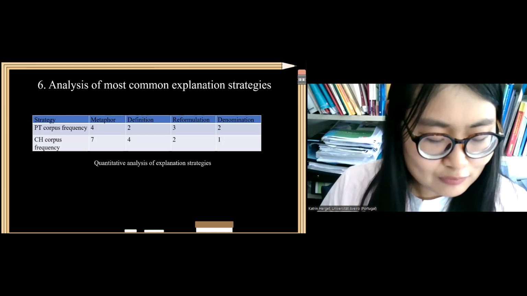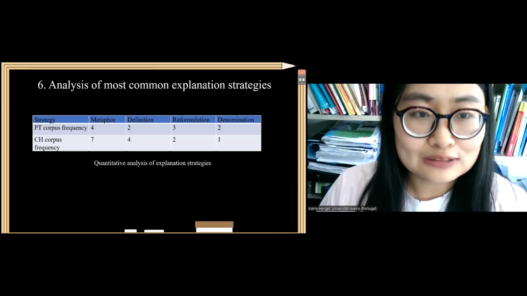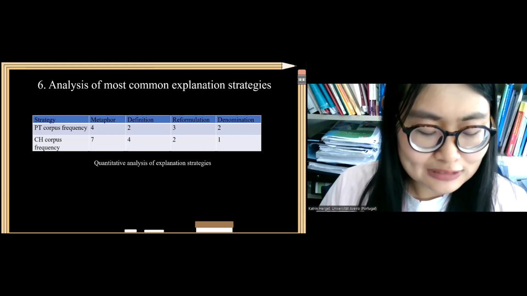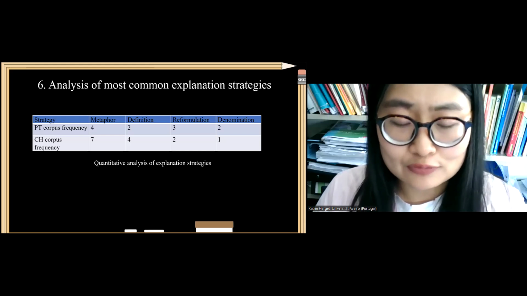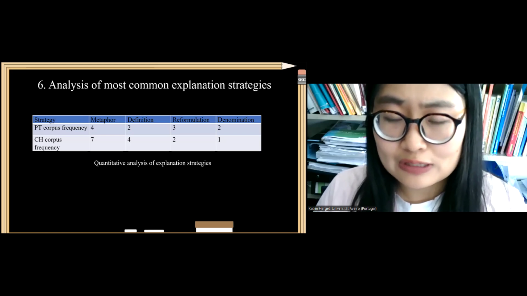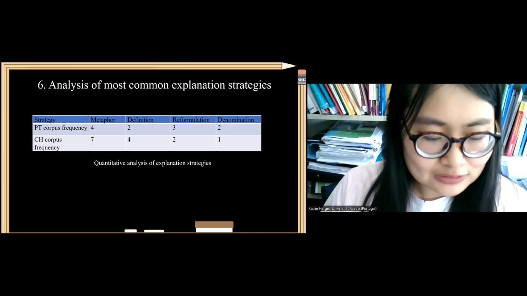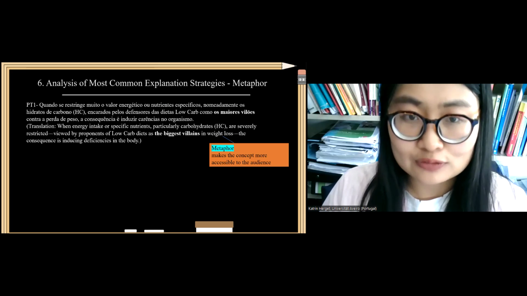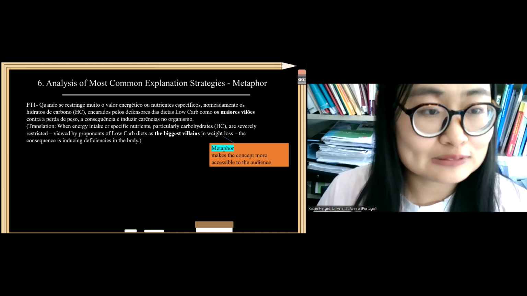And next, I will present the result of the quantitative analysis of the explanation strategies. From the table, we can see the analysis of both corpora revealed a total of 11 metaphors, 6 definitions, 5 reformulations, and 3 denominations. And next, I will present analysis of these strategies with supporting examples. I will begin with a selection of metaphors.